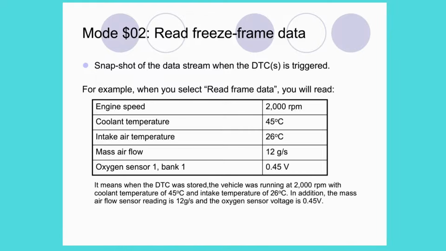Mode 2. Read freeze frame data. The freeze frame is a snapshot of the data available in a control unit when the fault code was stored. This information can give you a clue to what was going on when the fault code was stored. For example, if you read a cam position sensor error and the freeze frame shows that the engine was revving at 10,000 RPM when the fault code was stored, this may give you a clue to the cause of the fault code.